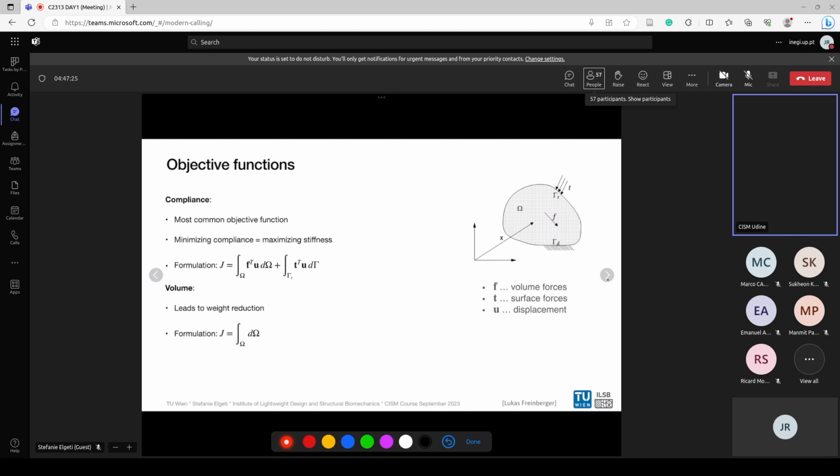F are volume forces. Here T are surface forces. U is displacement. So if we want to, in this setting, compute the compliance, then what contributes are the volume forces and the displacements that are caused by the volume forces that are integrated over the entire domain. And we have the traction with the corresponding displacement on this Neumann boundary. So this is how we compute the compliance. How to compute the volume, I guess, is clear to everyone.